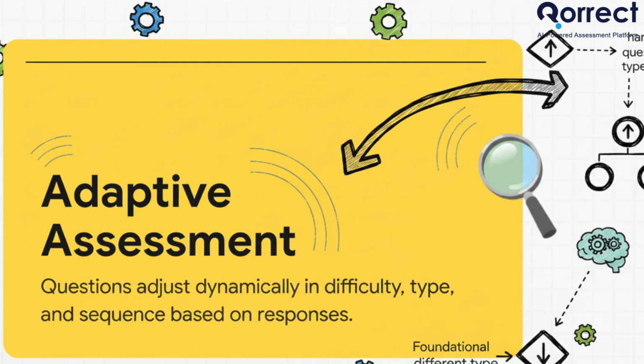Think about it. Higher education is finally shifting away from those fixed pieces of paper where question 10 is the exact same for every single student. An adaptive test actually reacts to you. So if you get a question right, boom, the test challenges you with a harder one. If you struggle, it pivots. It finds a different type of question to figure out exactly where your foundational knowledge sits. It's 100% personalized, right in real time.